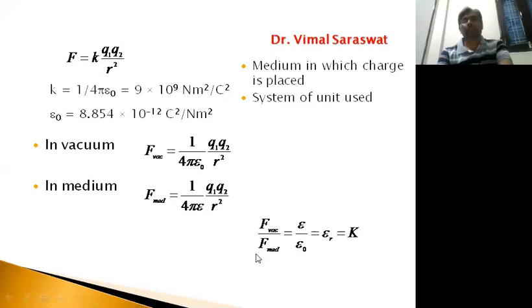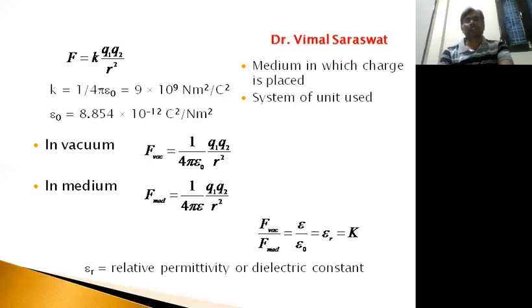So F vacuum upon F medium is equal to epsilon upon epsilon naught, and this epsilon upon epsilon naught is represented by epsilon r and is known as relative permittivity. It is also known as dielectric constant, which is represented here by K. So epsilon r is the relative permittivity or dielectric constant.